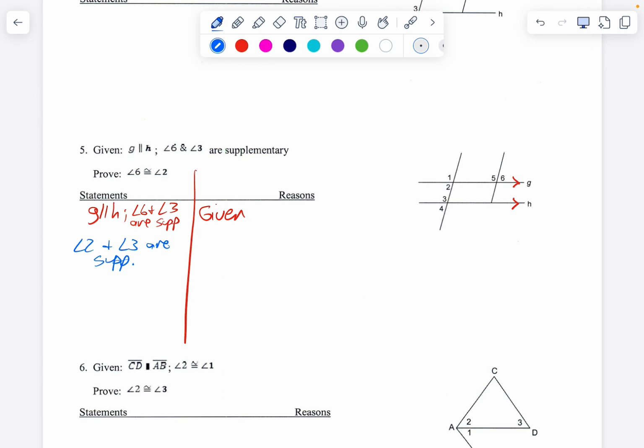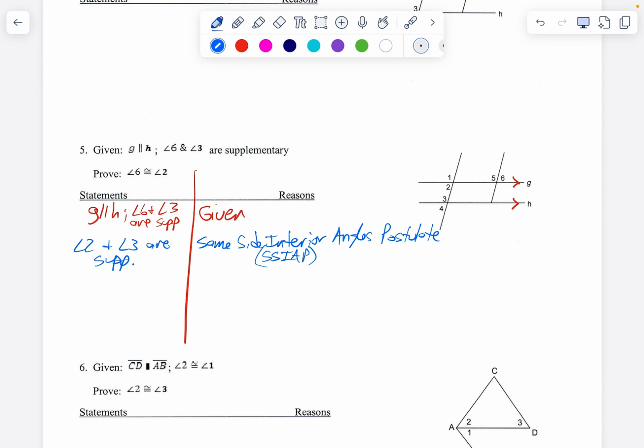Same side interior. Yeah, since we're told G and H, those two lines are parallel. These are same side interior angles. And so they're also supplementary. And that's a postulate. So we can abbreviate SSIAP. But please make sure, if you're going to abbreviate, you know what the abbreviations mean.